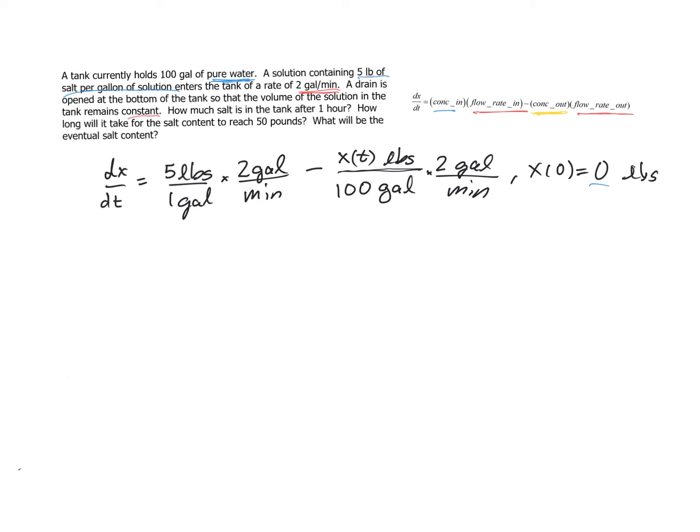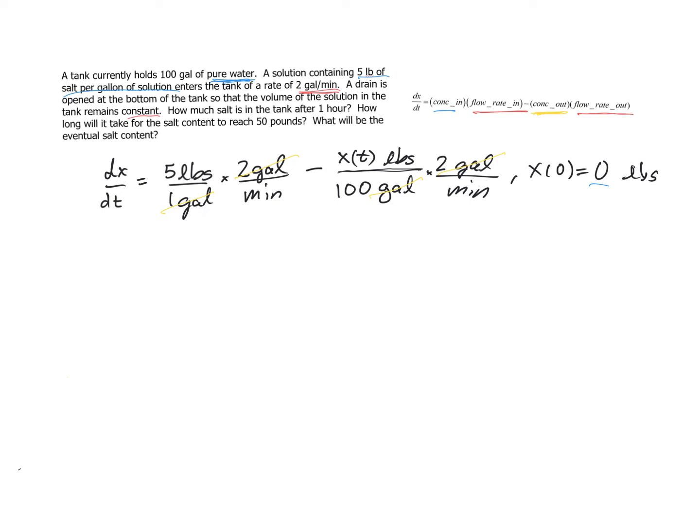So the next thing you'll notice here is our units are always balanced because remember, x is the number of pounds, t is time, so this is going to be pounds per time. And you'll notice here that the gallons cancel in the first term and the gallons cancel in the second term, so you have pounds per minute in both terms. And this is very important because in all these calculations we have to always add and subtract like terms.